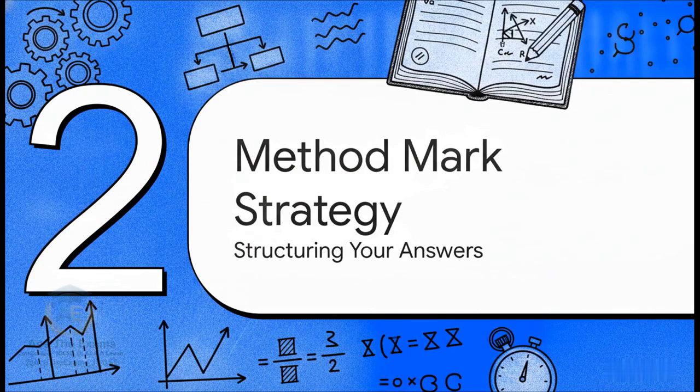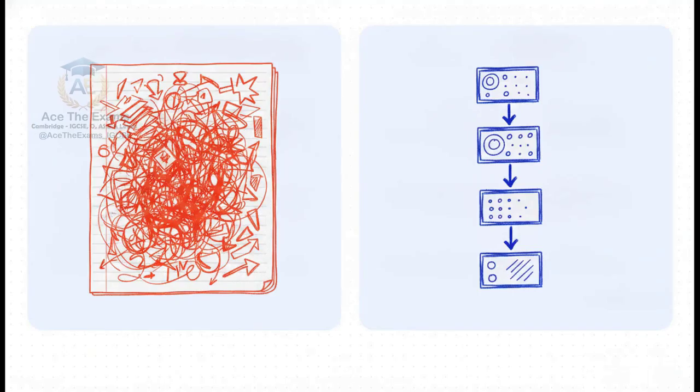Okay, let's dive into section 2, the method mark strategy. This is where we learn how structuring your answers becomes your absolute ultimate safety net. You need to understand that in Cambridge physics, and specifically within the 9702 syllabus, marks are heavily awarded for your process. We call these your method marks.